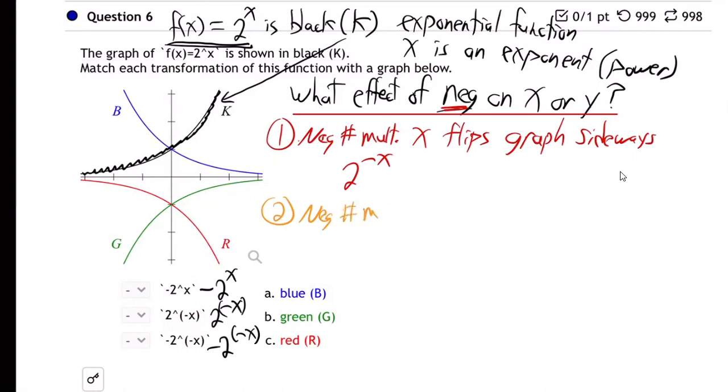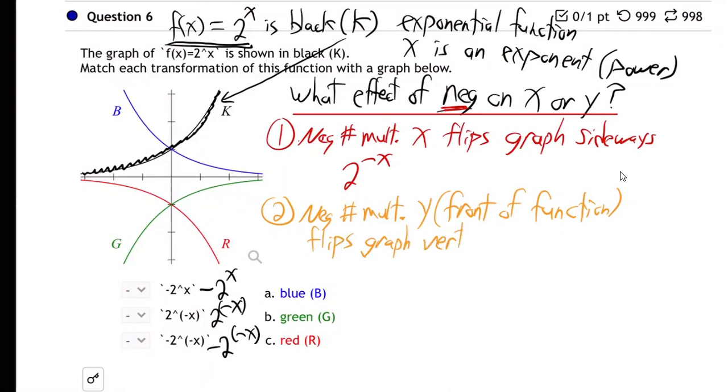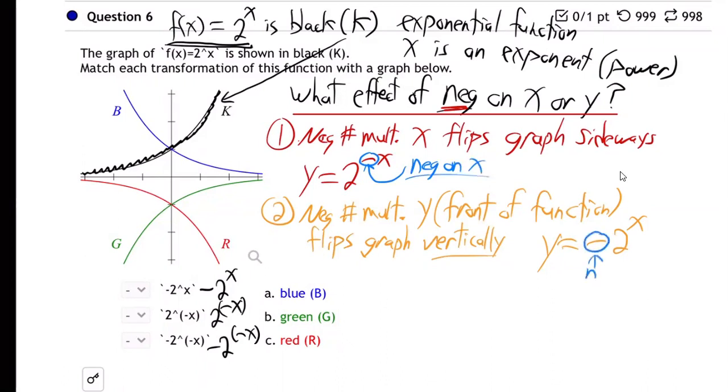And then case 2, a negative number multiplying y. And how do you multiply y? The front of the function. Flips the graph vertically. Flips the graph vertically. So that would be like, here, let me go back. This is y equals negative in the front there. So this one here, that's a negative on x, as you can certainly tell. And this one is a negative on y.